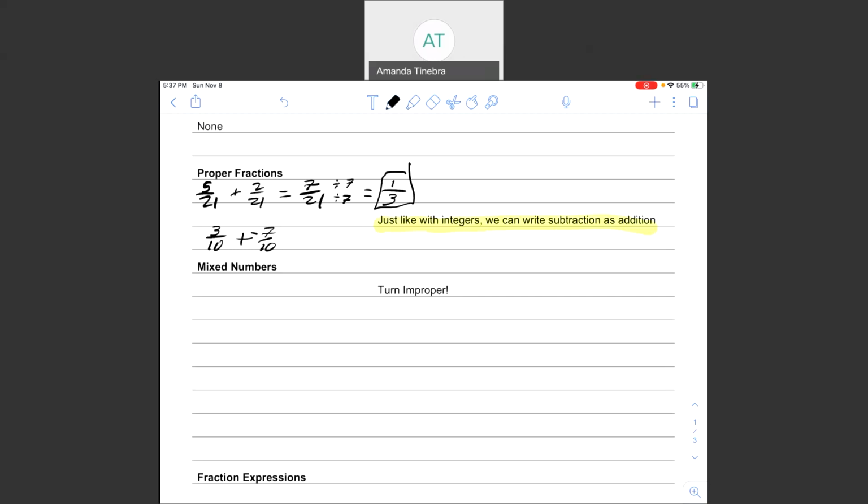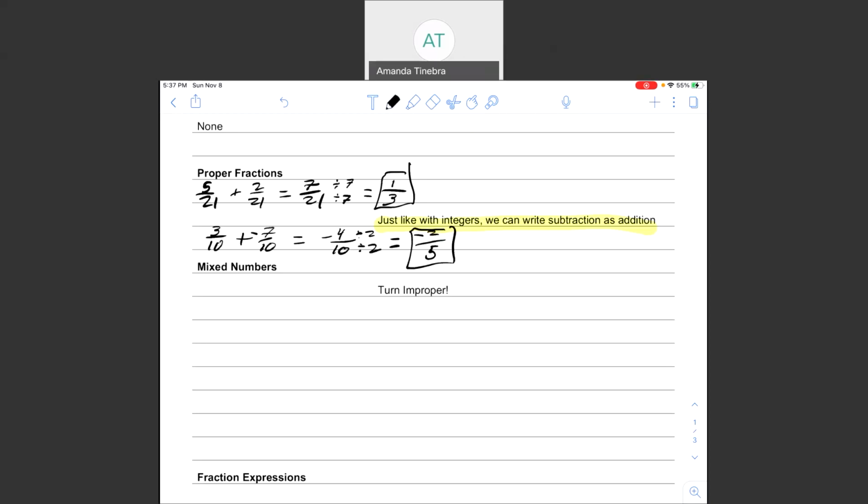In this case, I would have 3 plus negative 7. Well, that's negative 4. And then the bottom is still 10. Again, I can simplify. Both of these are divisible by 2. That leaves me with negative 2/5. And that is my answer.